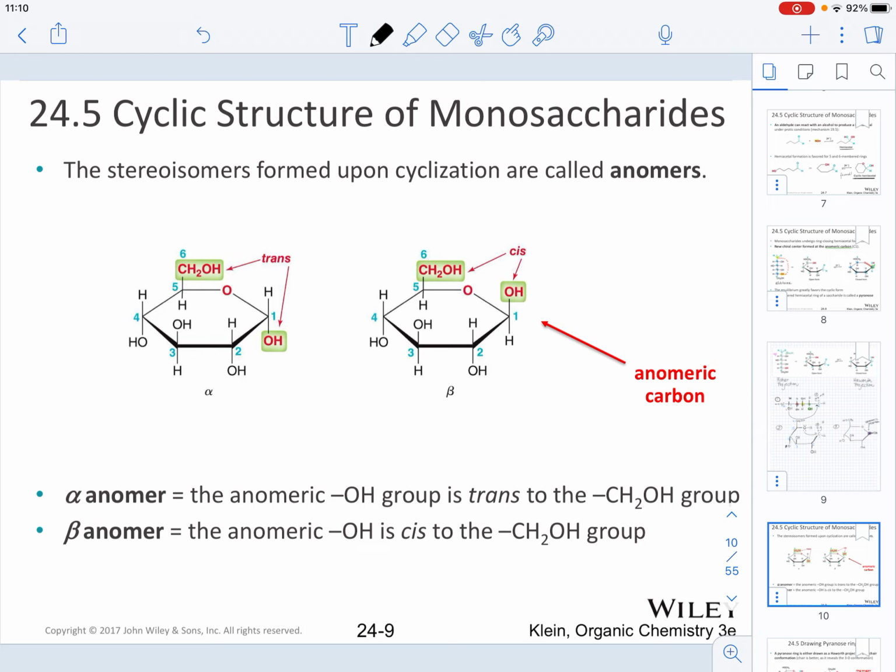Now, one is going to be known as the alpha anomer. And as you can see, the anomeric OH group is trans to the CH2OH group. And that's the molecule that we have on the left. We also have the beta anomer. And the beta anomer is going to be the anomeric OH that is cis to the CH2OH.